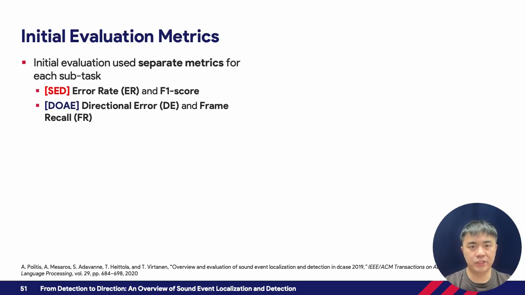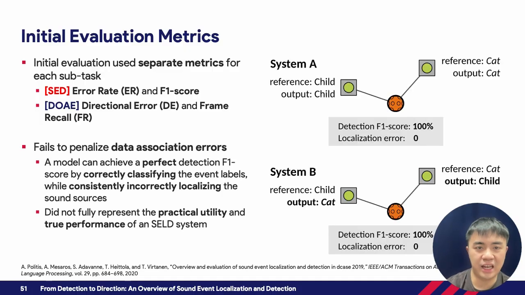So initial evaluation, used in the 2019 DCASE Challenge, simply treated the 2 tasks independently. It measured SED using the standard error rate and F1 score, and measured DOAE separately using directional error and frame recall. So this has a critical flaw which fails to penalize data association errors.